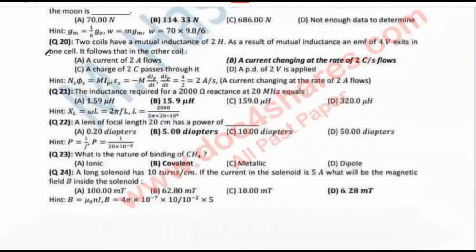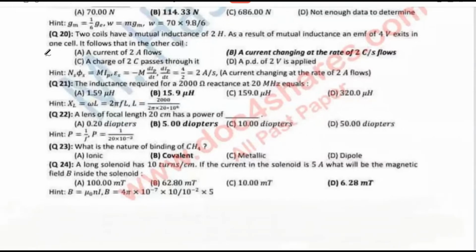23rd, what is the nature of binding of CH4? Covalent. A long solenoid has 10 turns per centimeter. If the current in the solenoid is 5A, what will be the magnetic field B inside the solenoid? So the answer is D, 6.28.